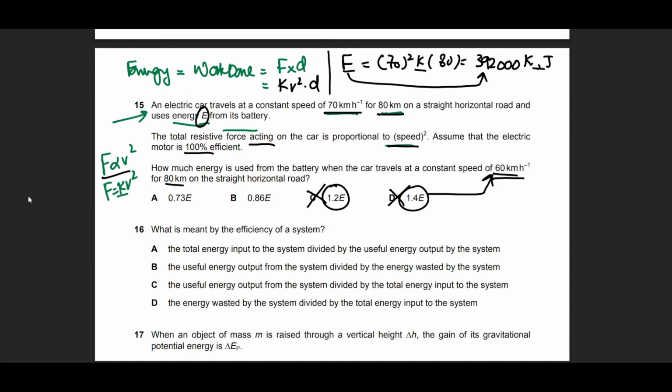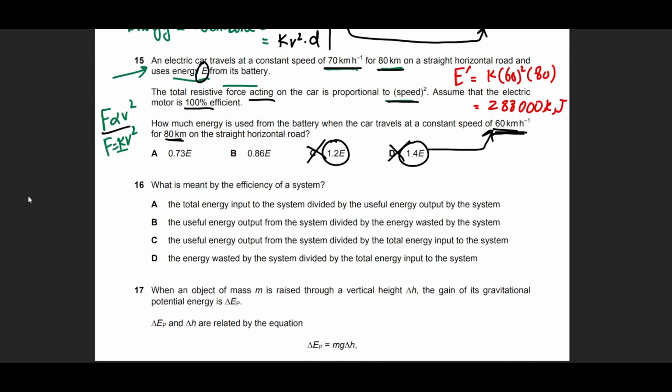Now let's put in the new value. So 60 squared times 80. The new situation, I'm going to do this with a different color. So this is going to be the new energy, E naught, equal to K times 60 squared times the same distance, which is 80. Now this comes out as 288,000 K as a constant, and J the unit of that.